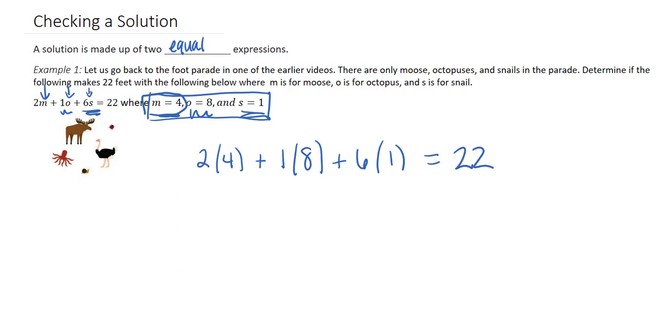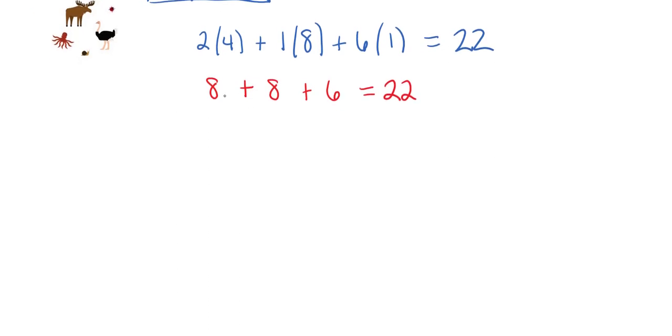So let's go ahead and solve. If we have 2 times 4, that's 8, plus 1 times 8, so that would be 8. And then we have plus 6 times 1, so that would be 6. Let's see if this is equal to 22. Well, 8 plus 8 is equal to 16.